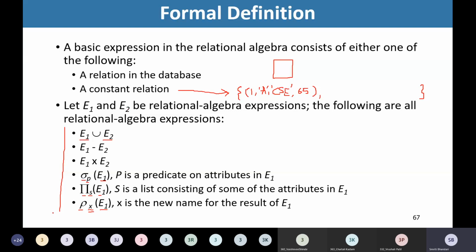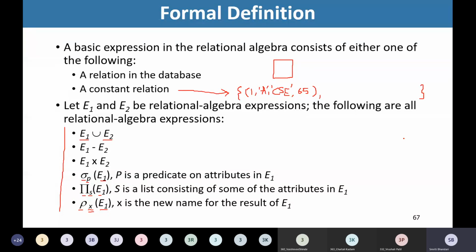So if E1 and E2 are relational algebra expressions, then all these basic relational algebra operations are valid with E1 and E2. And what are E1 and E2? They may be a relation in the database or a constant relation, or by making use of these relations, we may write a relational algebra expression that gives us one relation. So this is the formal definition of whatever we have studied so far about relational algebra.